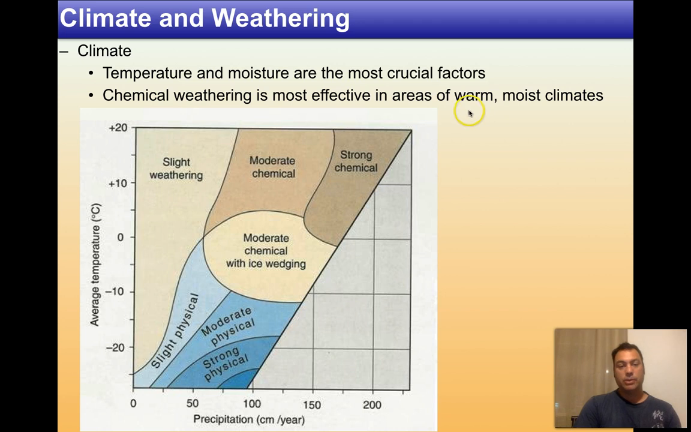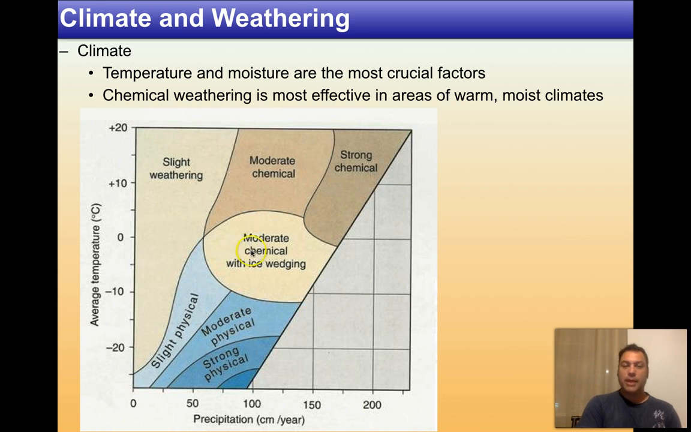That breaks things down. So when we look at our chart here, we can say here's the average temperature, so let's go to a high temperature, and here are our precipitation rates, in centimeters per year. If we come to, say, 200 centimeters per year at a high temperature, we're in the zone of strong chemical weathering. Now remember, this 0 is the point at which freezing occurs, right? So at 100 centimeters per year, at 0 degrees Celsius as your average temperature, you get moderate chemical weathering, but you get a lot of ice wedging, right?